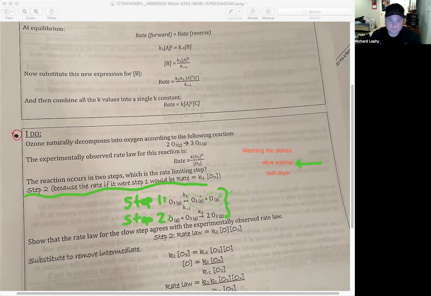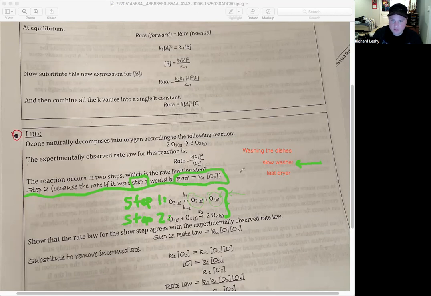So for step one, why are we even considering step one? Here's the reason. It's saying that if the rate were step one by itself, the whole rate would be determined by just this. Where are they getting that from?